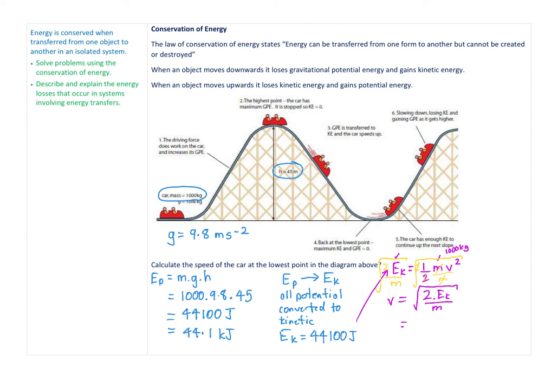And if we put that all into the formula, we get the square root of 2 times 44,100 divided by 1,000. Let me do that quickly on the calculator. So 2 times 44,100 is 88,200. Divide by 1,000, it's going to equal 88.2. And then we need to take the square root of that answer, and that will tell us that the velocity will be 9.4 meters per second. So we have just used the conservation of energy to work out the velocity that the car will gain going down that track.